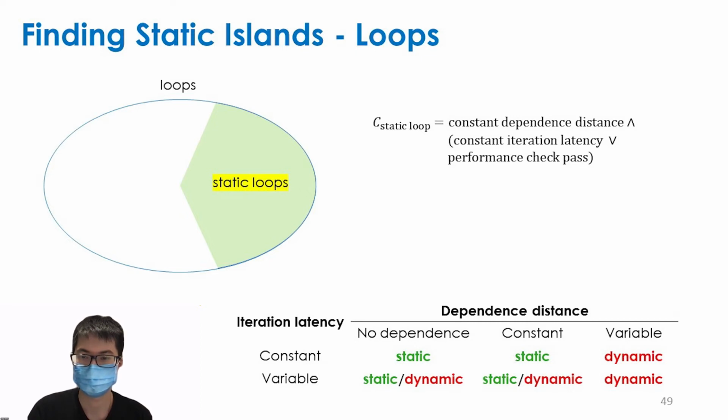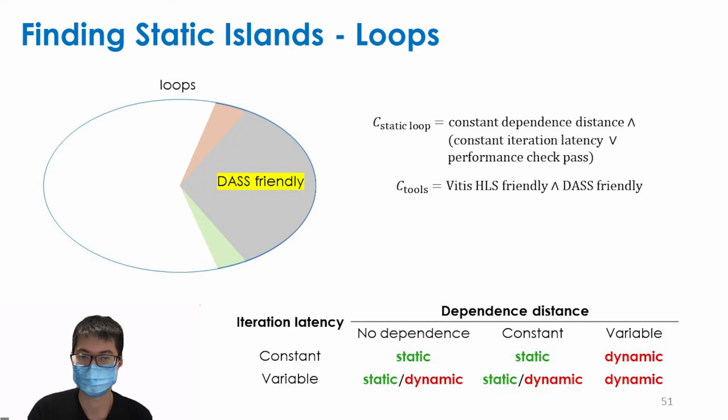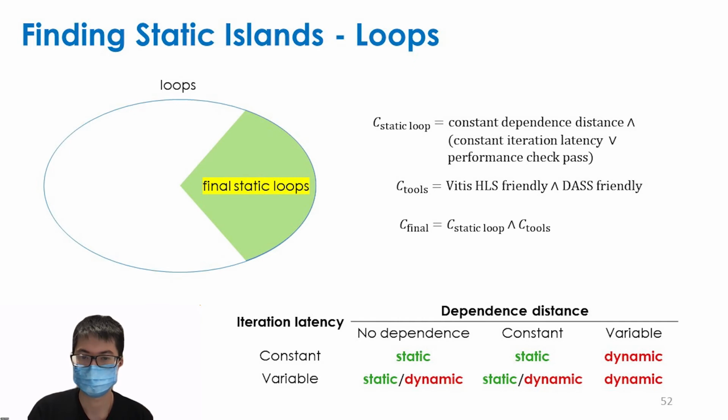However, there are also restrictions by the tool that we use. Particularly in this prototype, we have Vitis HLS inside DAS and DAS itself. So we require the static loops to be Vitis HLS friendly to get efficiently statically scheduled. We also require the loops to be DAS friendly, so they have no problem interfacing with their dynamically scheduled surroundings. Finally, the rest of the loops are good static islands.